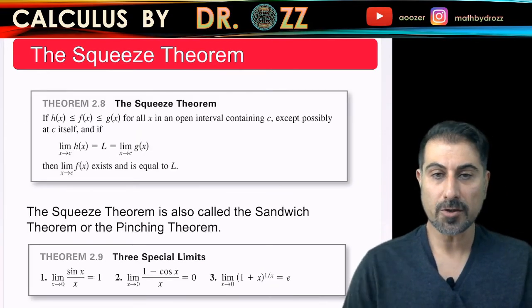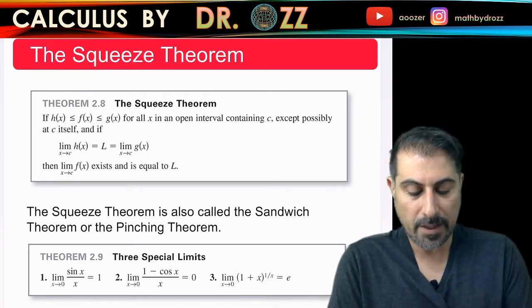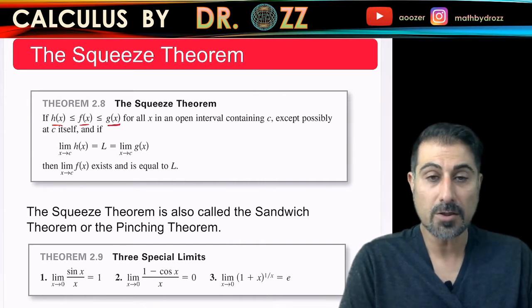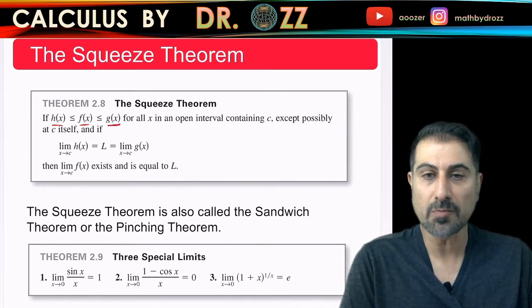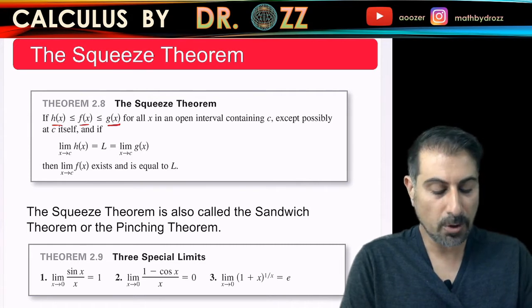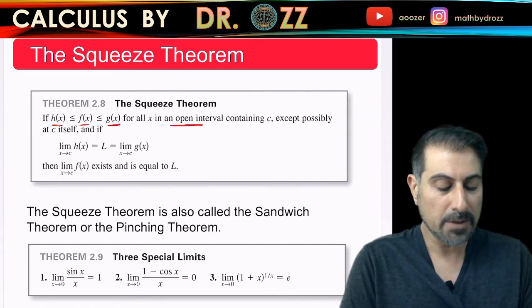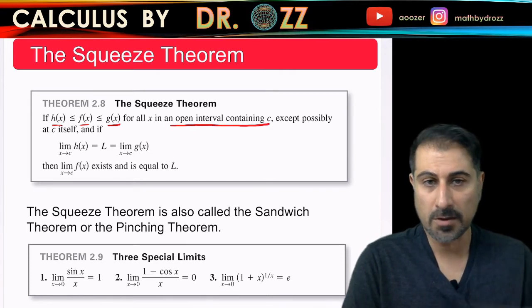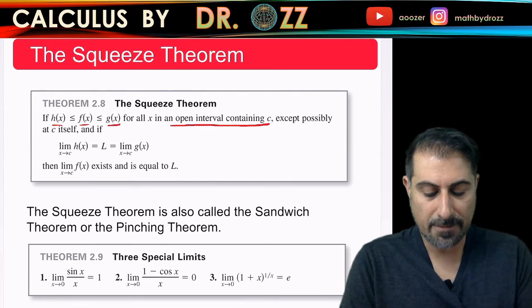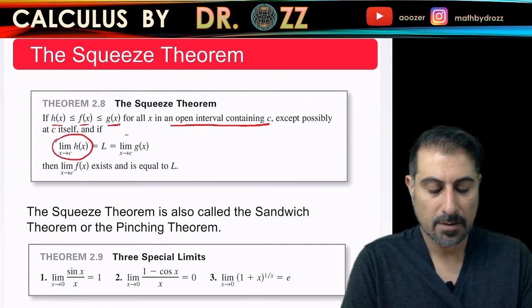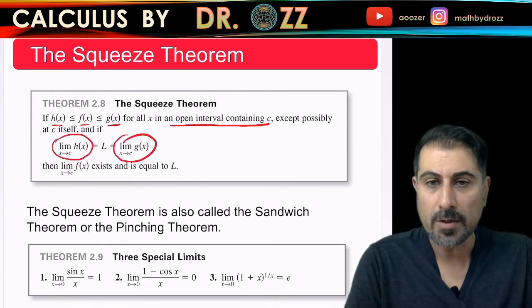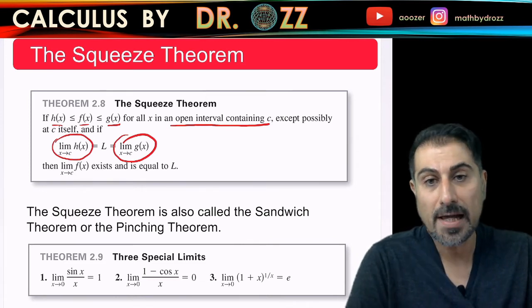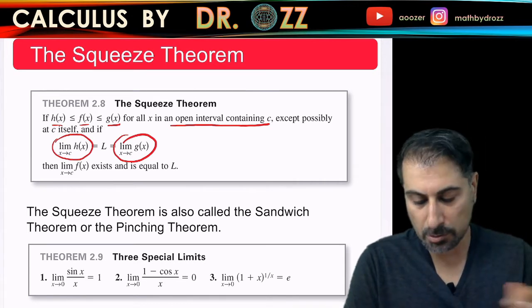And here's the official description of the squeeze theorem. You see that h is less than or equal to f, and f is less than or equal to g. So in other words, f is squeezed in between h and g for all x in an open interval containing the limit point. It doesn't need to be c, so the function doesn't need to be defined at c. So if the outer limits are the same, which is in this case capital L, then the limit of the middle function, which is f, has to be exactly equal to L.